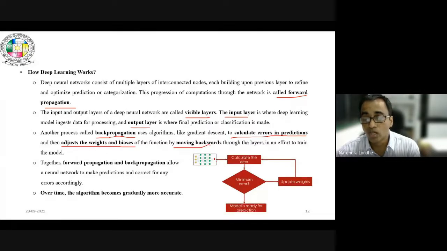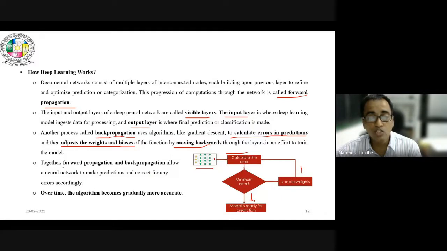So this is how it works. This is your network. You calculate the error, and on the basis of the error, the weights are updated, and those updated weights will be further compared with the error. And if it is not there, then your model is ready for the prediction. So if the error is below your tolerance, then your model is ready for the prediction.